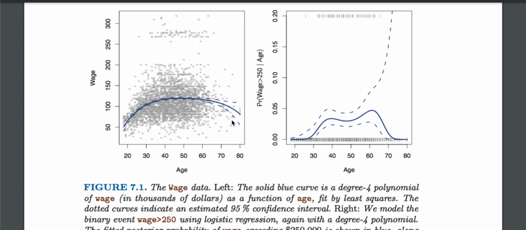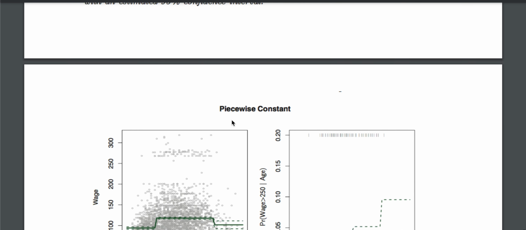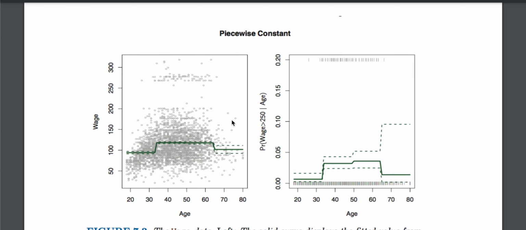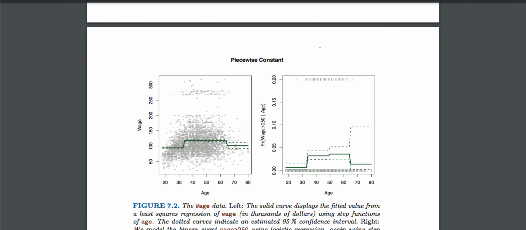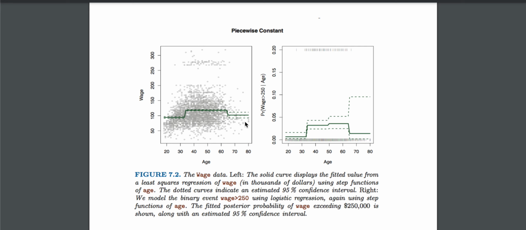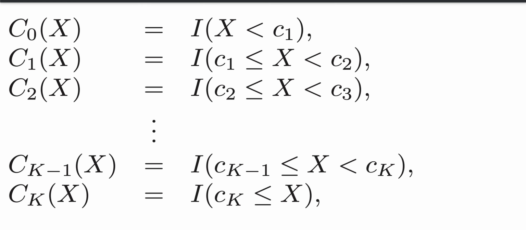Okay, so this is polynomial regression, and then we can have piecewise constant models. So step functions are useful.